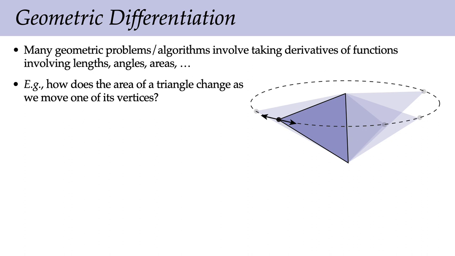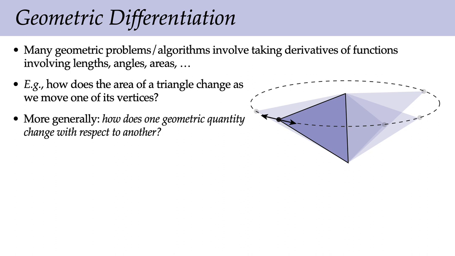More generally, when we are evaluating these derivatives for some kind of simulation or optimization, we need to know, how does one geometric quantity change with respect to another? And of course, you all have a background in calculus and you know how to take derivatives with respect to scalar variables, but I'm really going to advocate that when you're thinking about geometric problems, you shouldn't just grind out your derivatives by taking partial derivatives with respect to every variable independently. That's just going to be a lot more work than you really need to do, and it's going to give you a lot less insight about what's going on geometrically with your problem.